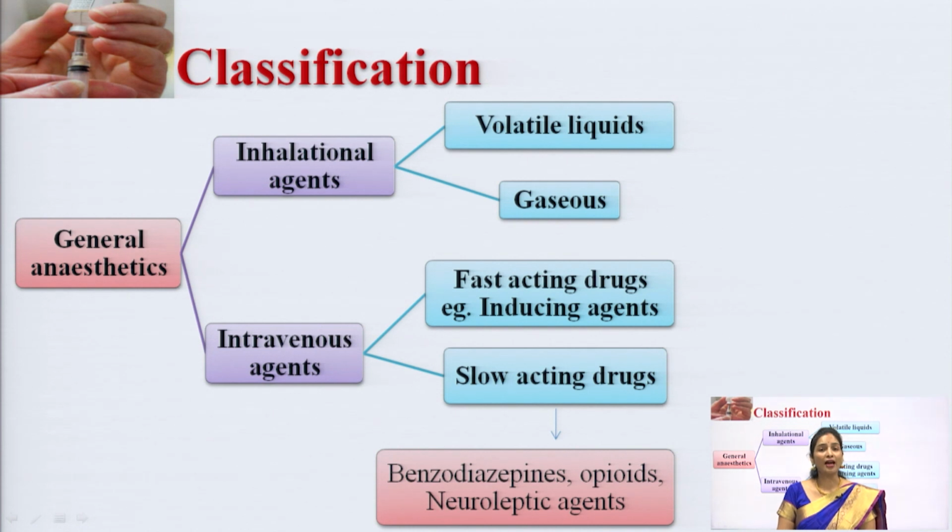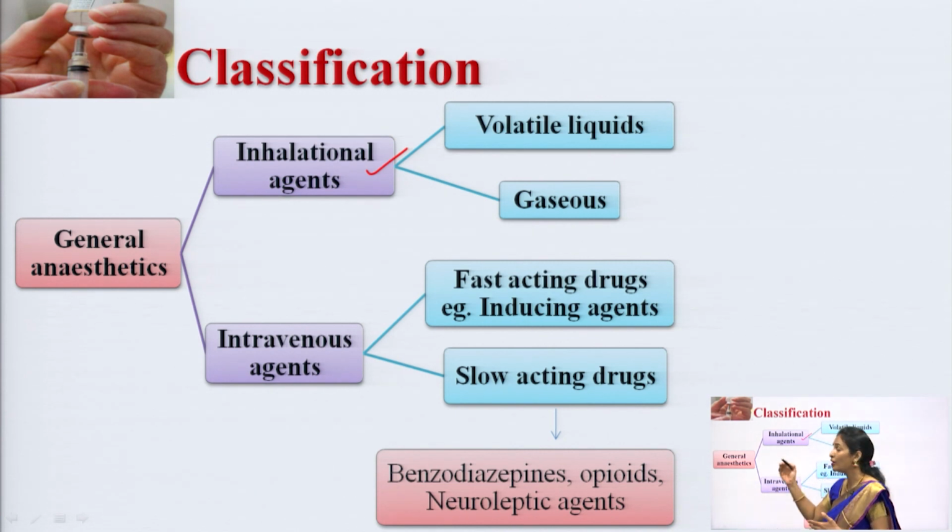Here the general anesthetic drugs have been majorly classified into 2 types. What are they? Inhalation general anesthetic drugs and intravenous general anesthetic drugs. If you are talking about the inhalation anesthetic drugs, it is further classified into volatile liquids and gases.